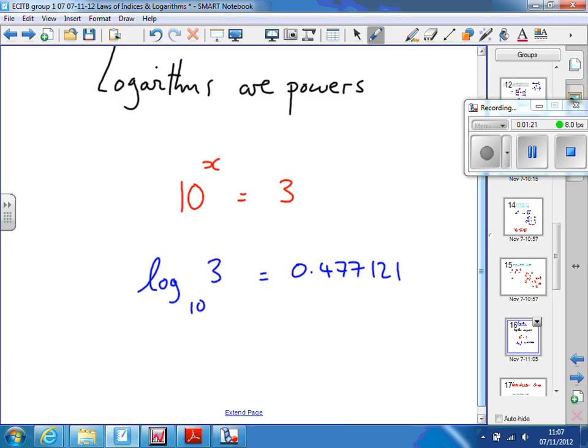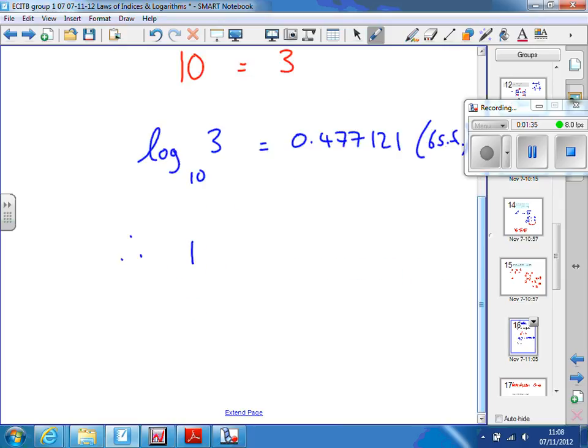To 6 significant figures. Okay? What that's saying is that 10 to the power 0.477121 is 3. And it's no coincidence that the 10 to the power button is above the log button on your calculator, because they're inverse functions. So shift log will give you 10 to the power 0.477121, and you should just about get 3. Near enough.